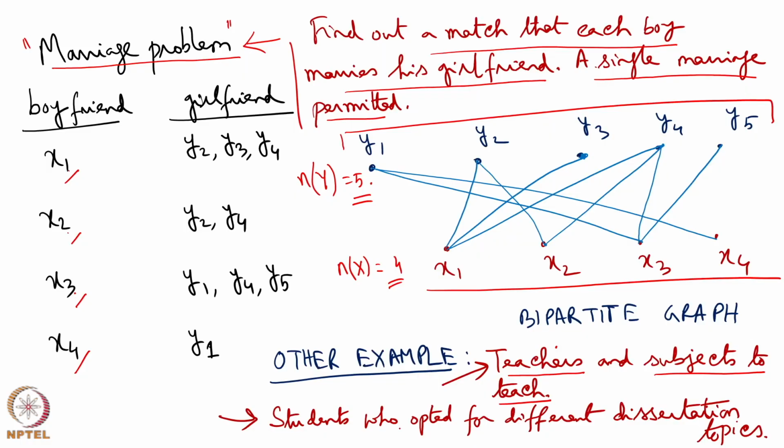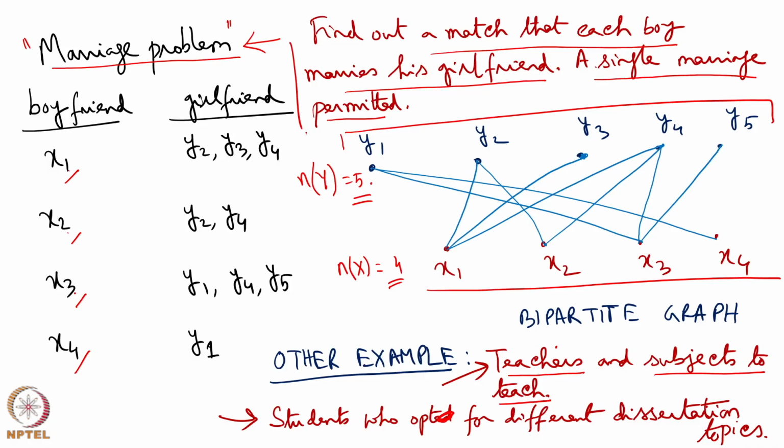Now, another example is students who opt for different dissertation topics. This is common in colleges and universities. We have, let us say, 4 students, S1, S2, S3, S4, and the dissertation topics floated by professors are D1, D2, D3, D4, D5, D6. Now, all the students are asked for their first preference and second preference, and then the graph can be constructed.